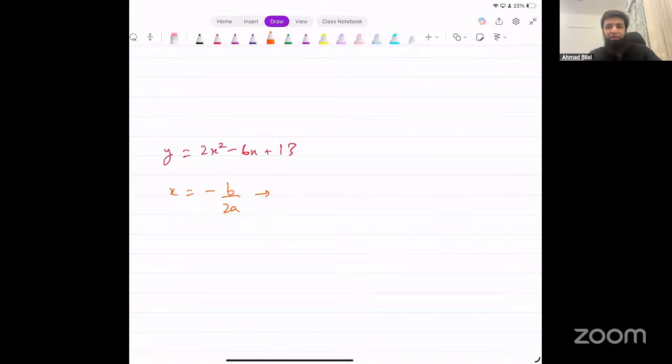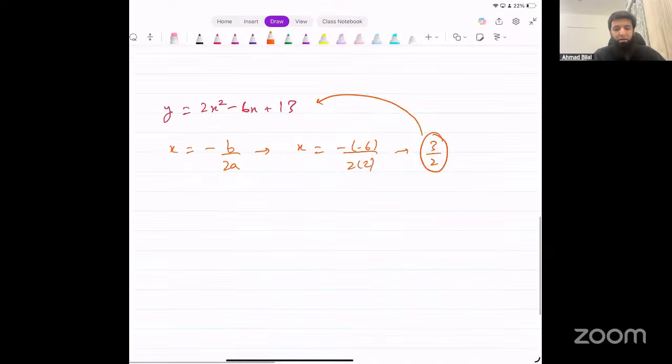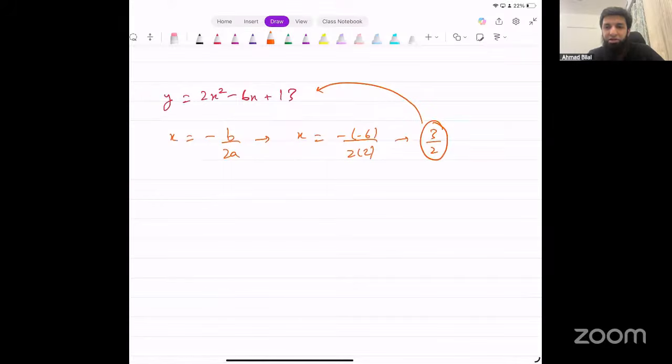Differentiation is a general method that works for any kind of function. This is specific to quadratic functions. So in this case, you get minus into minus 6 divided by 2 into 2, which is 6 over 4, or 3 over 2. That's the x coordinate. You input this back in the function to get the corresponding y coordinate. You could do differentiation alternatively as well, and that will work fine as well.